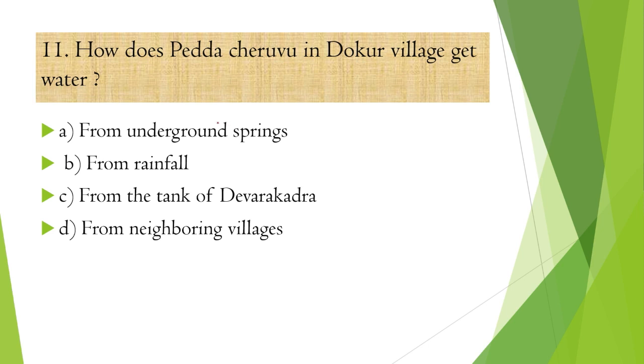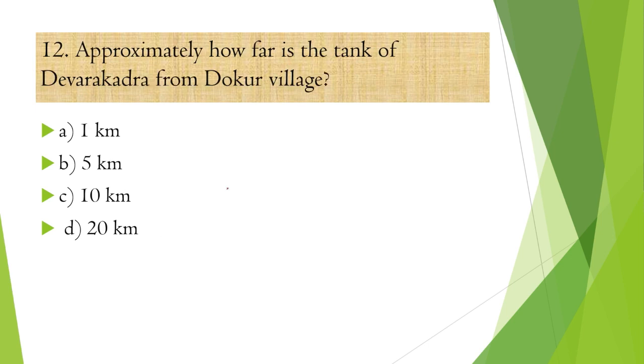How does Pedda Cheruvu in Dokur village get water? So just now we discussed Pedda Cheruvu is the source of their water. But how does it get the water? Means from where do they get the water? They get the water from the tank of Devarakadra. Devarakadra is their mandal. In the Devarakadra mandal, they have one big tank. So tank is nothing but cheru. If the Devarakadra tank is filled, then only this water flows to the Pedda Cheruvu. If it is not filled, then it doesn't come to the Pedda Cheruvu. So what is the answer here? From the tank of Devarakadra.